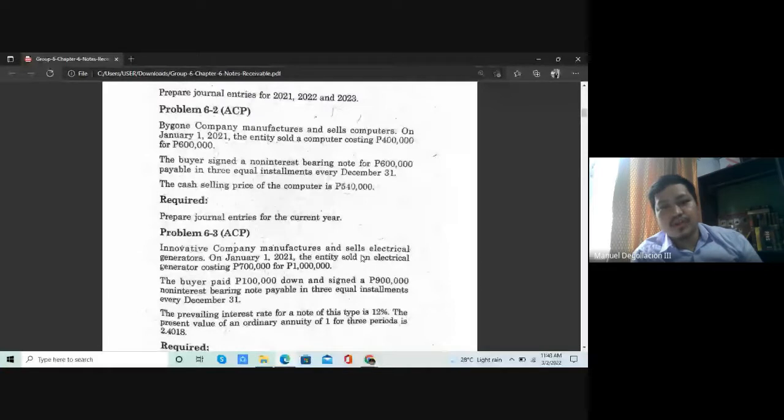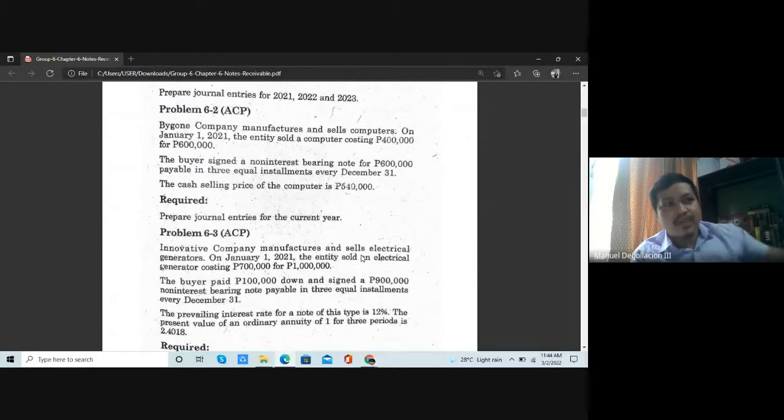And how long will our customer be paying this purchase, this transaction fully? It will take the customer a total of 3 years. So what does this tell us? That for a period of 3 years, class, we expect to earn a total interest of 60,000.